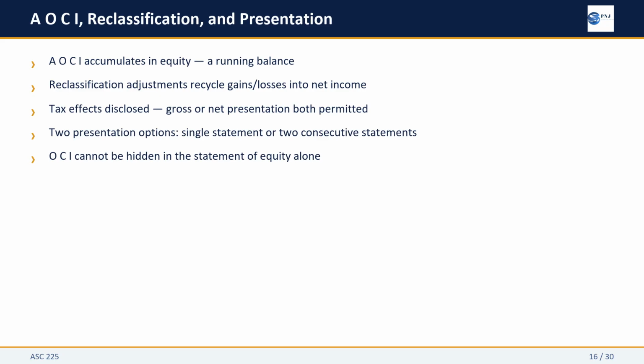AOCI holds deferred OCI balances in equity until reclassification adjustments recycle them into net income. When an AFS security is sold or a hedge settles, the deferred amount moves from AOCI into earnings. Tax effects must be disclosed. Critically, GAAP prohibits presenting OCI only in the equity statement. It must appear in a statement of comprehensive income, either combined with net income or immediately following it.